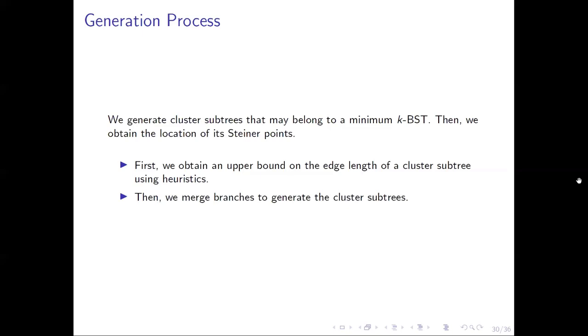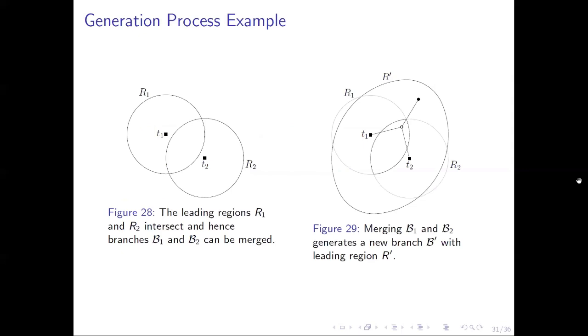Then once we have a bound on the edge length of a cluster subtree, we'll do these merging processes, which sounds very similar to the other problem. Remember that for the other cost function, we had branches which had these rays indicating where we can merge and where we can't. But instead, for this problem, we have regions, which show you whether you can merge these branches or not. So first things first, we have what are known as these leading regions. That will show us where we can merge and where we cannot merge.